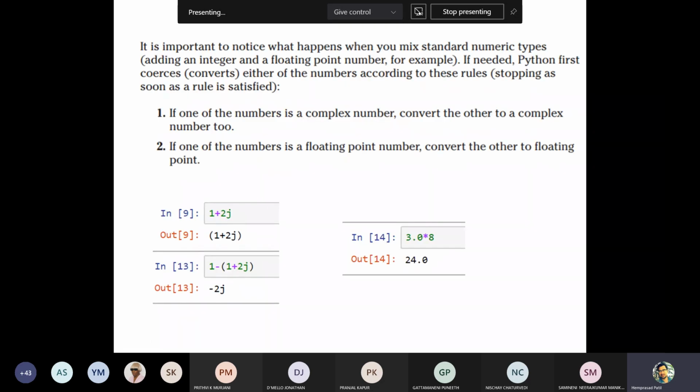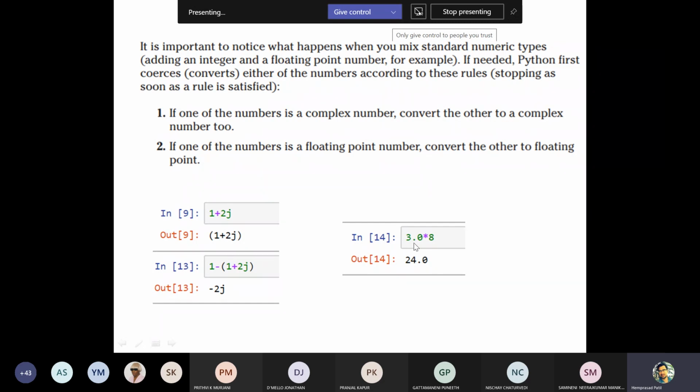The next is, it is important to notice what happens when you mix standard numeric types, adding an integer and floating point numbers. For example, if needed, Python first coerces, that is converts either of the numbers according to these rules, stopping as soon as the rule is satisfied. If one of the numbers is complex, convert the other to complex. If one of the numbers is floating point, convert the other to floating point number.